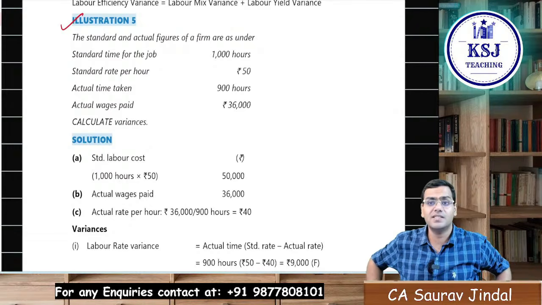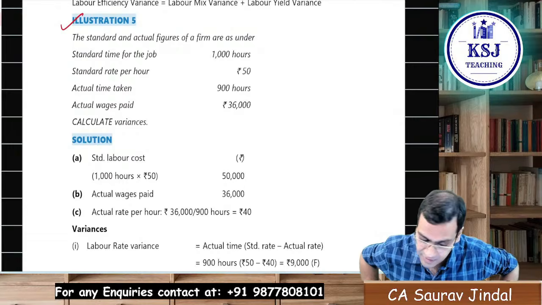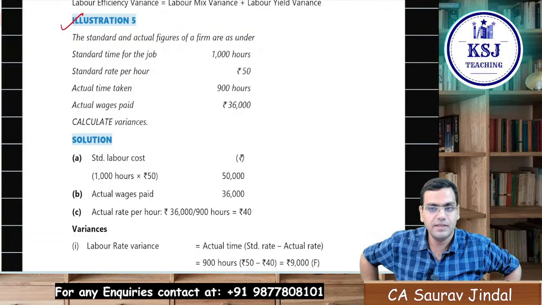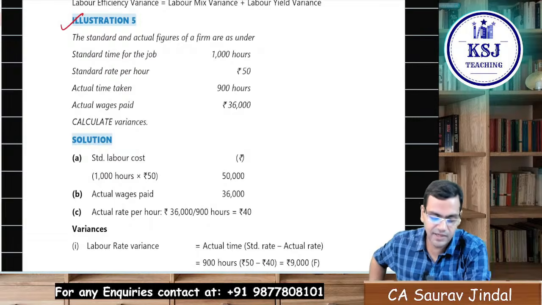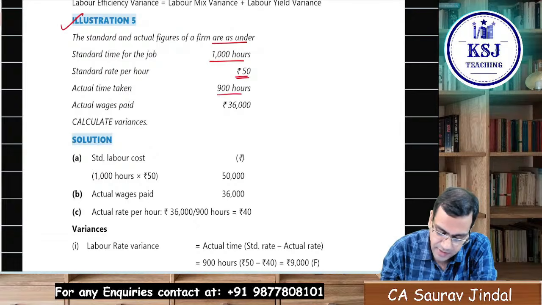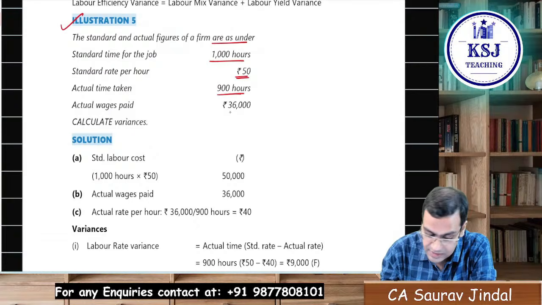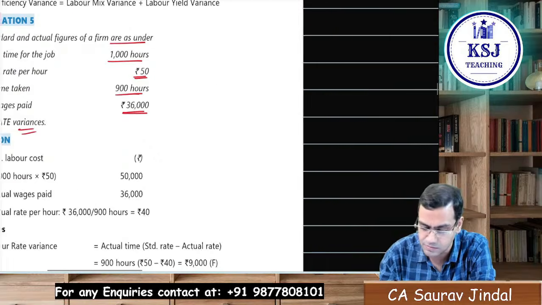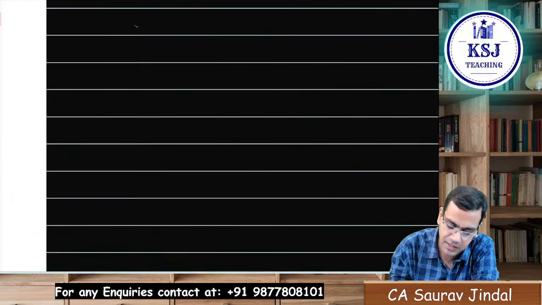Okay, let's come to illustration number 5 now. With the labor variances, material variances we have done, right? But in the back questions we'll come again to the material variances. The standard and the actual figures for the firm are as under. The standard time for the job is 1000 hours. The standard rate per hour is ₹50. Actual time taken is 900 hours. Actual wages paid is 36,000. Calculate the variances.